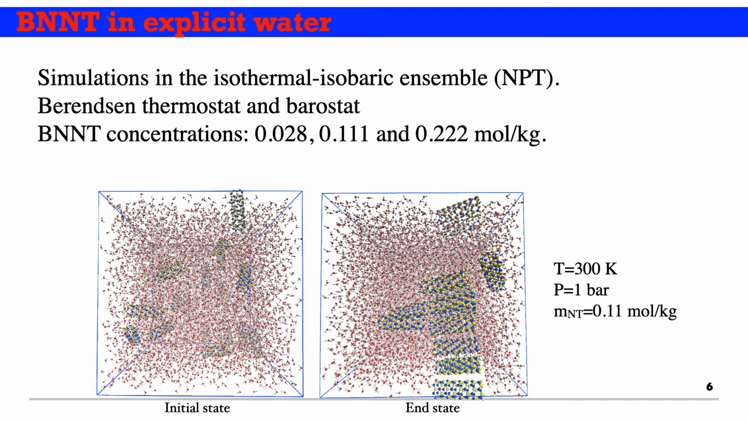So we present our first results of nanotubes in explicit water. For this, we perform simulations in the NPT ensemble, where we have used the Berendsen thermostat and barostat. In addition, we vary the concentration of nanotubes in water, so our results are for three different concentrations. In the figures, we show a snapshot of the system for the concentration of 0.11 mol per kilogram at 300 Kelvin and 1 bar. The figure on the left is the system in its initial state, while the figure on the right is after the simulation.